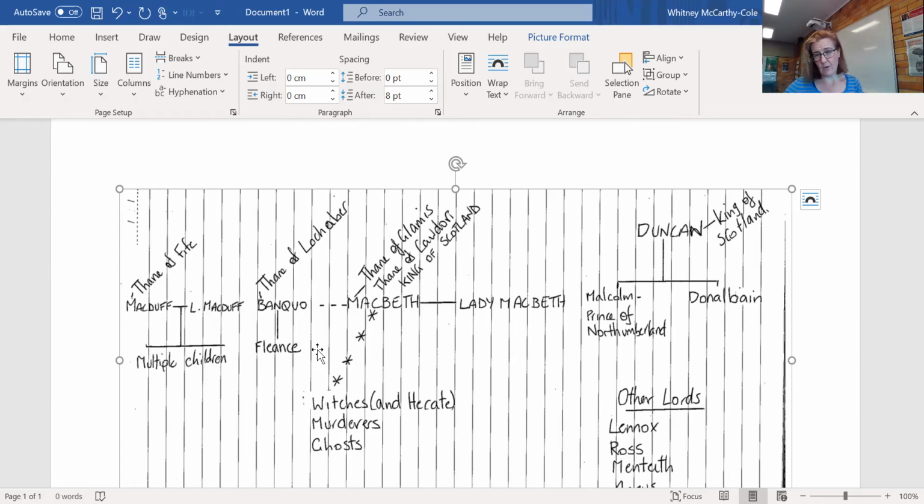I could go one step further. I could also add where they live, whose castle is at Inverness and who is at Scone, and where things are happening, because that also helps to build our contextual understanding. And you'll notice, of course, there's a group of characters not connected, but one key one, and that's someone like the porter.